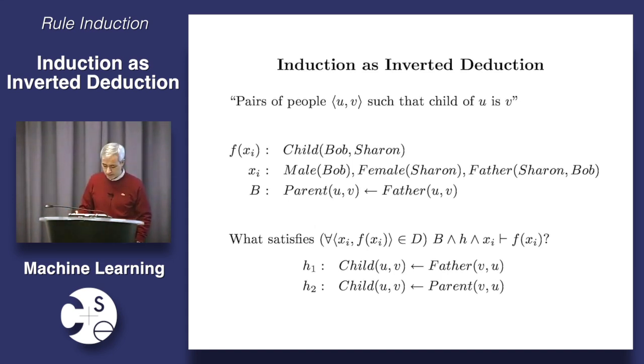the general idea. What is my xi? Well, my example is a pair of people here, Bob and Sharon. So my xi is everything that I know about them, or that might be relevant to predicting this. So let's say I know that Bob is male. I know that Sharon is female. I know that the father of Sharon is Bob. And let's say that in addition we have some background knowledge like parent of U is V if father of U is V. This is true. If somebody is someone's father, they are also their parent.